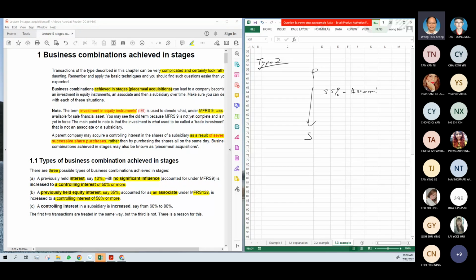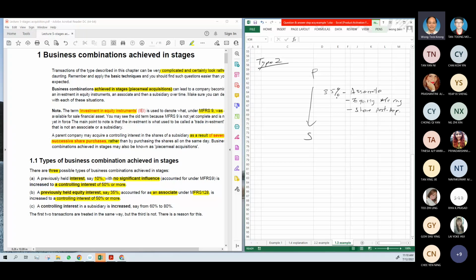Remember, for an associate we use equity accounting. Equity accounting means we share the post-acquisition profit. So from the day we become an associate, you share 35% of profit for each financial year end, 35% of its profit after tax. With that, we debit investment in associate and credit profit and loss, share of associate profit. That's why you must remember and learn your CR level, which I've been teaching for the last 2 lectures.